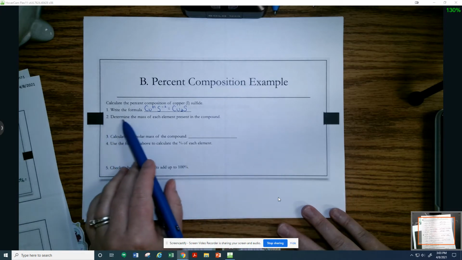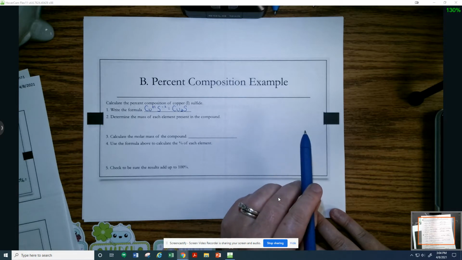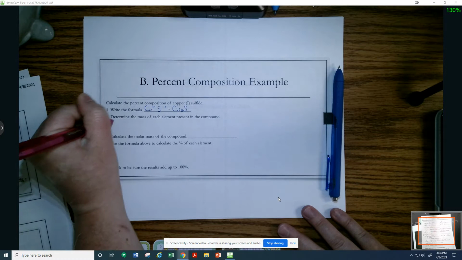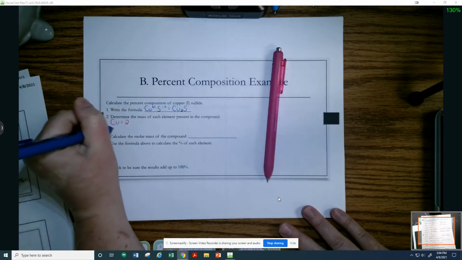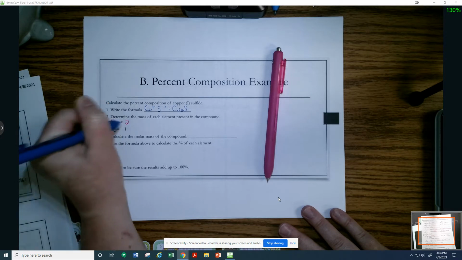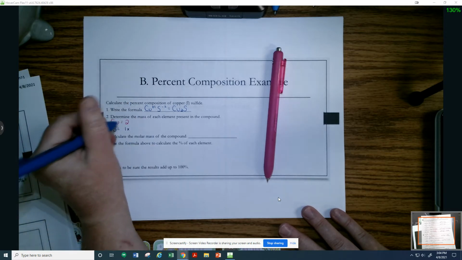So to do that, we need to basically do molar mass for the compound, but I'm going to have you guys do it slightly different than what we did before. We're still going to list things out. So we have copper, and we have 2 of them, and we have sulfur with 1 of them. You're going to look up their corresponding masses. So sulfur is the 32.07.